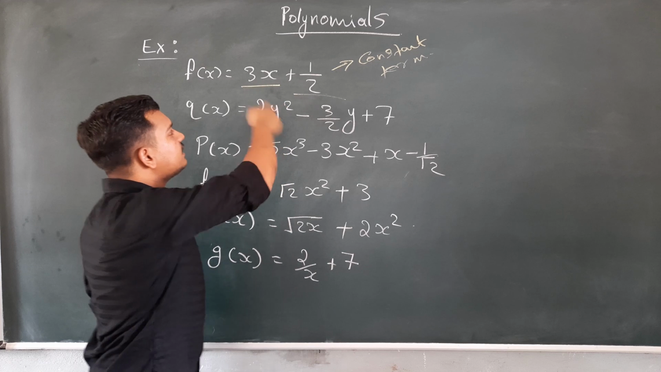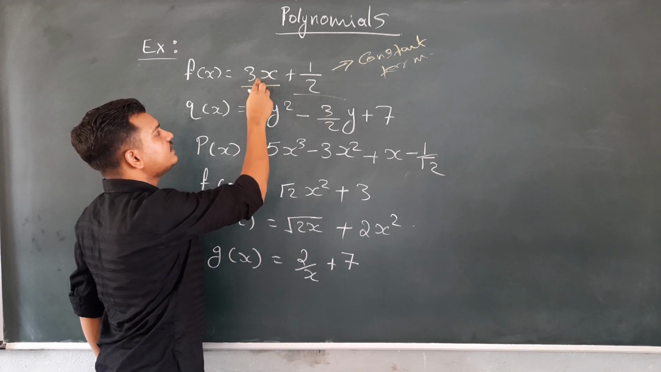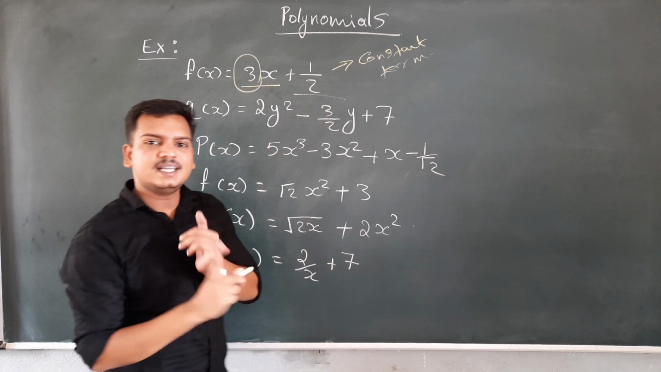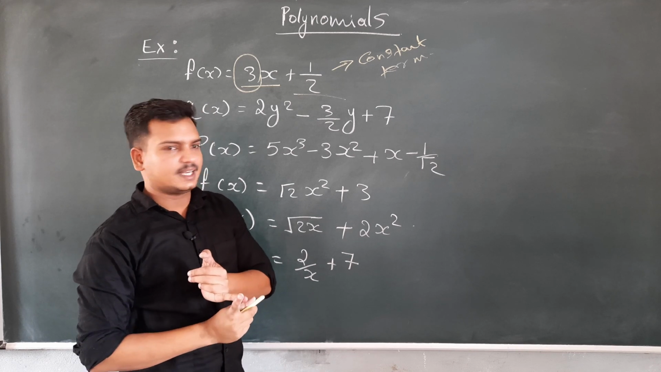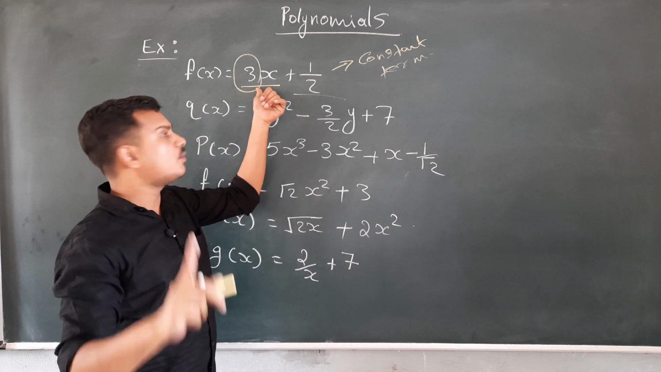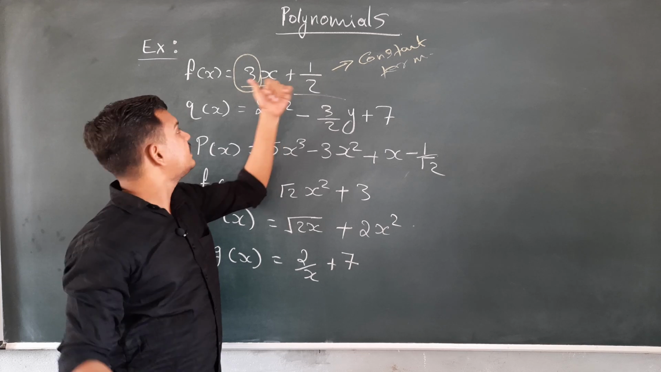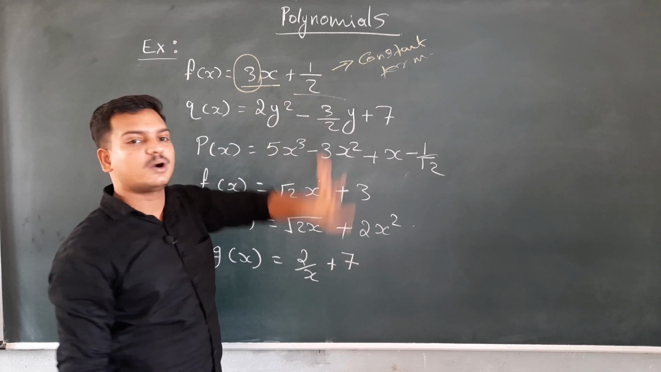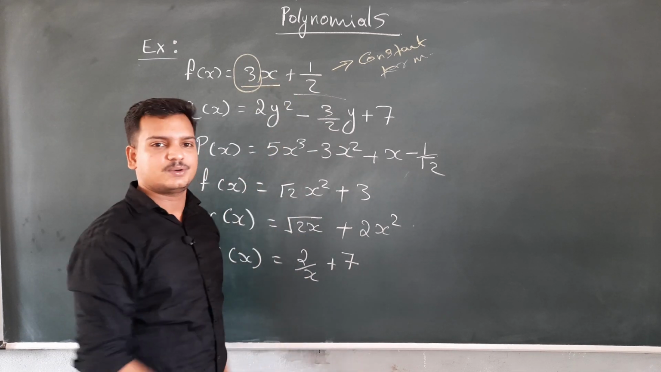Now let's check it. Look into the first coefficient here. This is 3. You know, 3 is a real number. So the first condition is okay. The coefficient of the term is a real number. Okay, so you got it. It's a real number. The first condition is okay.